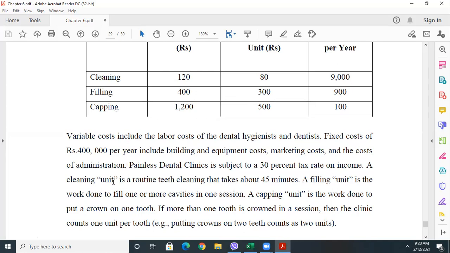A cleaning unit is routine teeth cleaning that takes about 45 minutes. The cleaning unit takes about 45 minutes on average for the job.